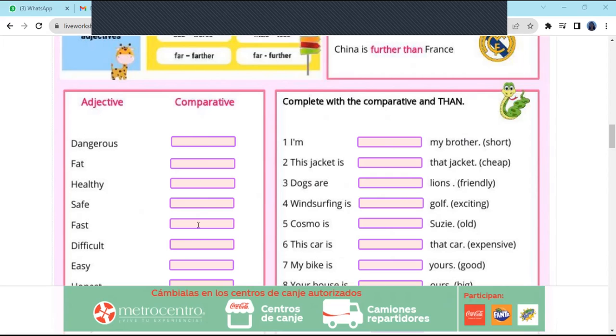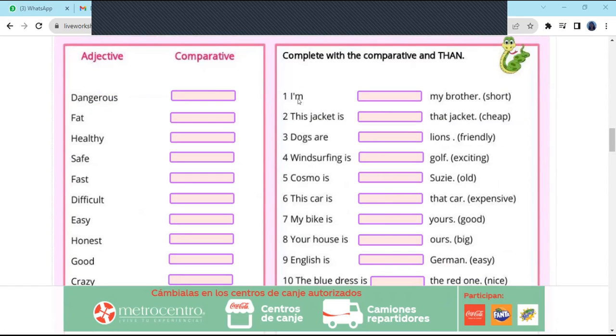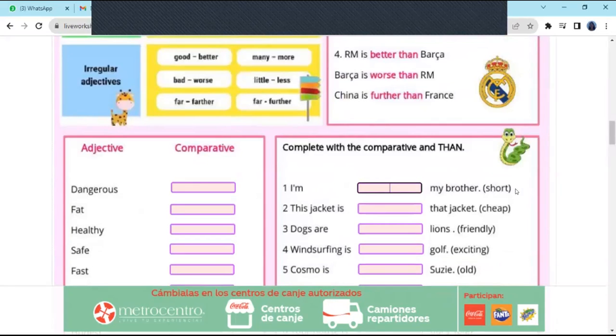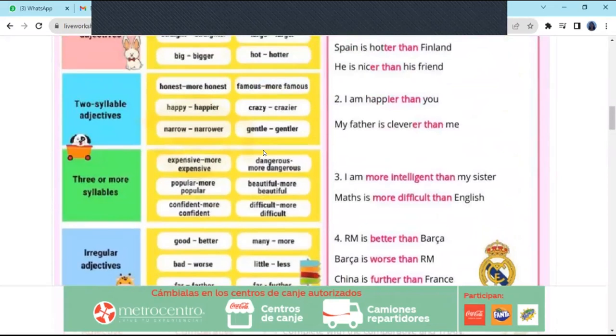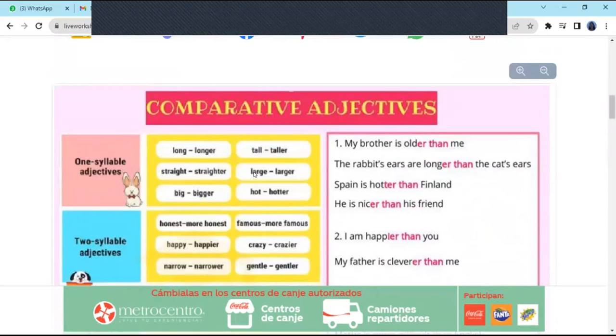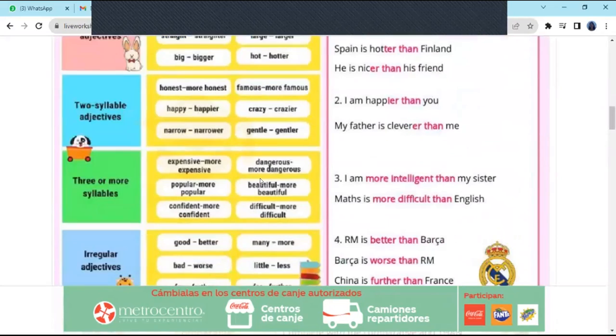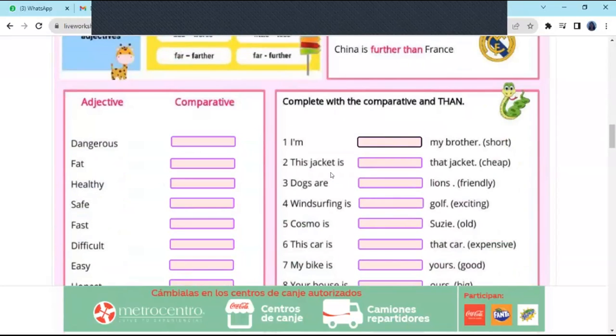you're going to write the comparative. In this part, you have the comparison. You have to compare these two things or people or animals. For example, I am, in this case, taller than my brother. But what is the comparative of short? You can hear short. What is the comparative of short? Shorter. Okay, very good.